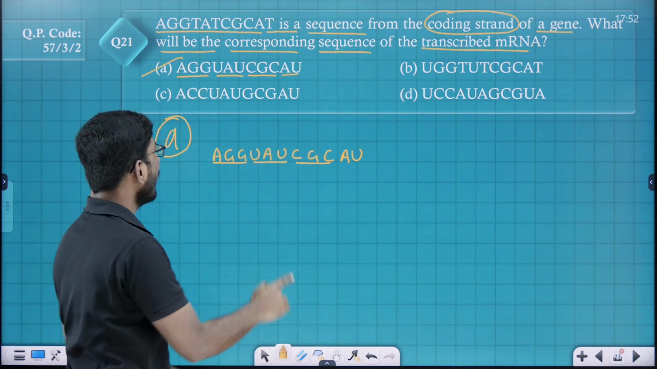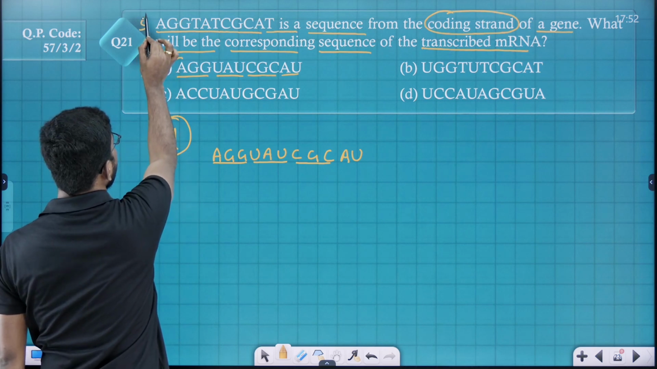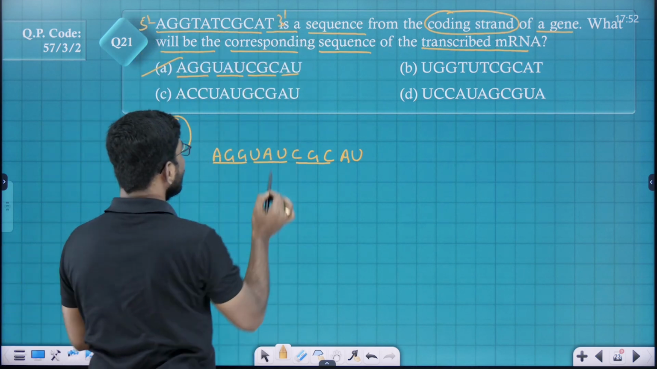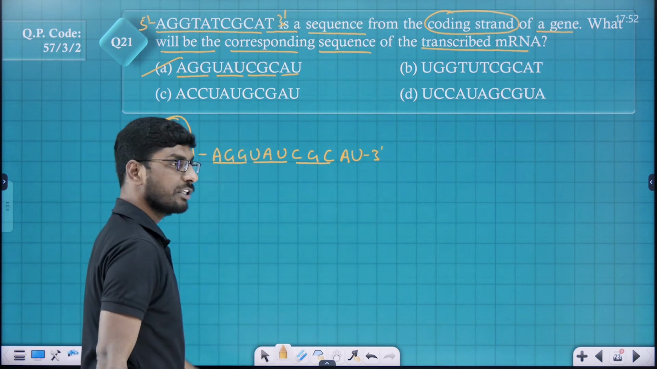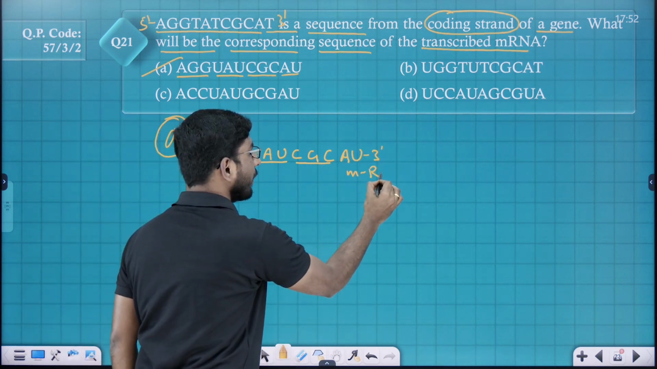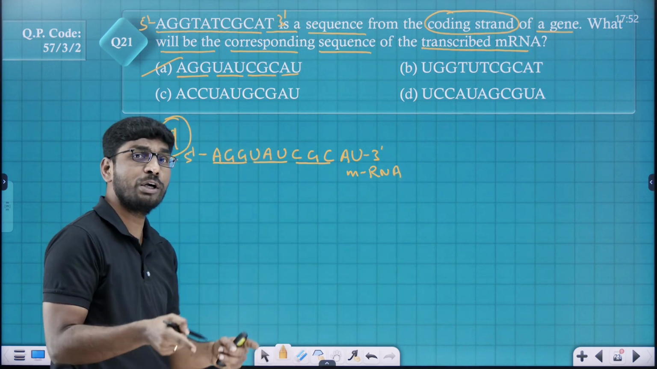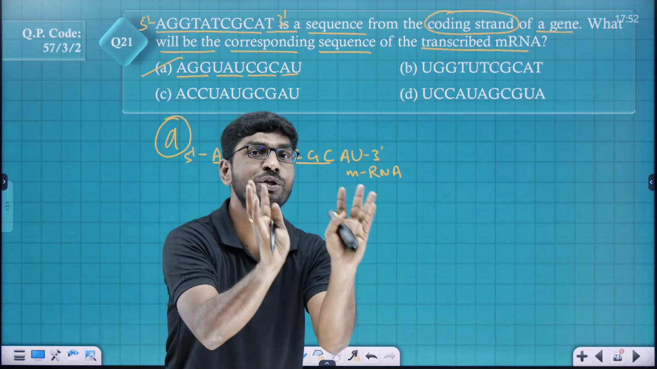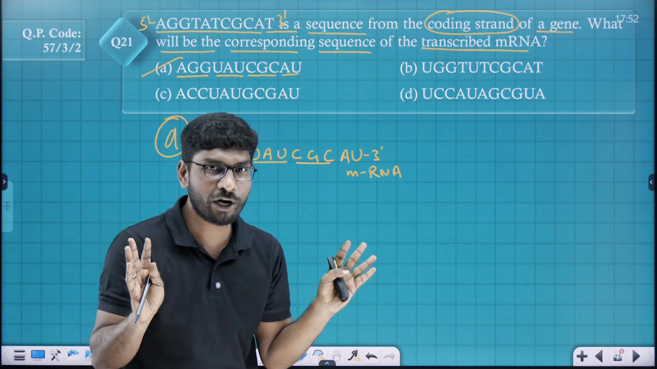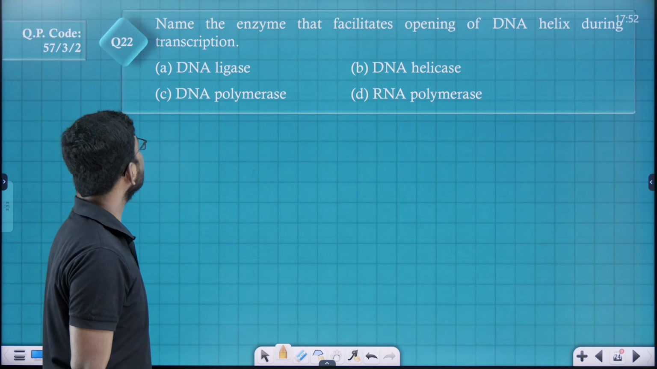They have given a coding strand. Coding strand is always from where? 5' towards the 3'. So mRNA also from where? 5' towards the 3'. This is mRNA. I told you coding strand and mRNA are almost similar, T replaced only by U. You understand my point? Come to the next question.